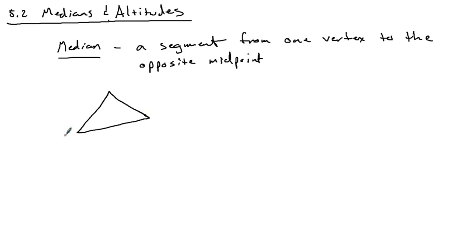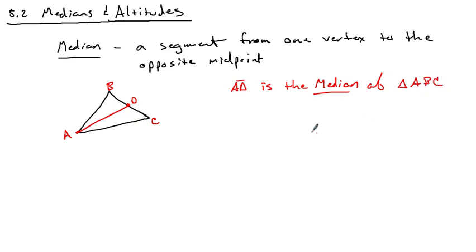All right, so we're going to have A, B, C, and we're going to draw a segment from one vertex to the opposite midpoint. So we're going to go from A over to BC to its midpoint, which looks like it's about right there. So that segment is called a median. So this is D. So we're going to say that AD is the median of triangle ABC.